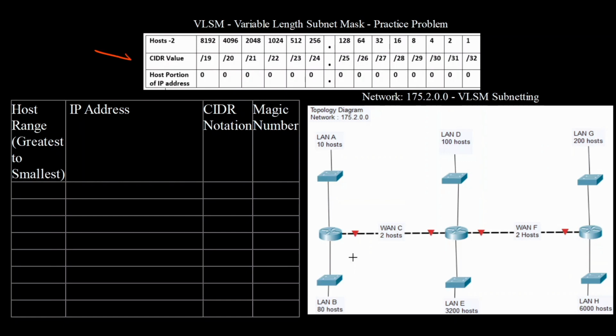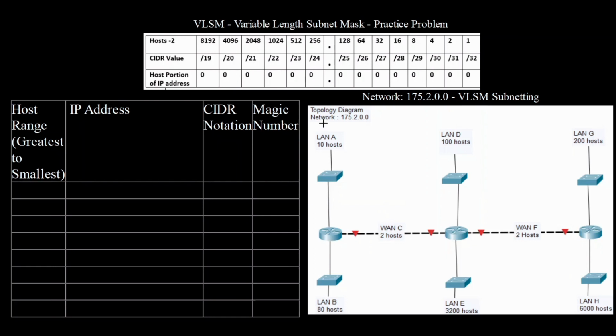I do have 6 local area networks and 2 wide area networks. The wide area networks are C and F. And for the local area networks, LAN, I do have A, B, D, E, G, and H. In VLSM subnetting, we are required to have the right number of hosts on each local area network and on each wide area network.